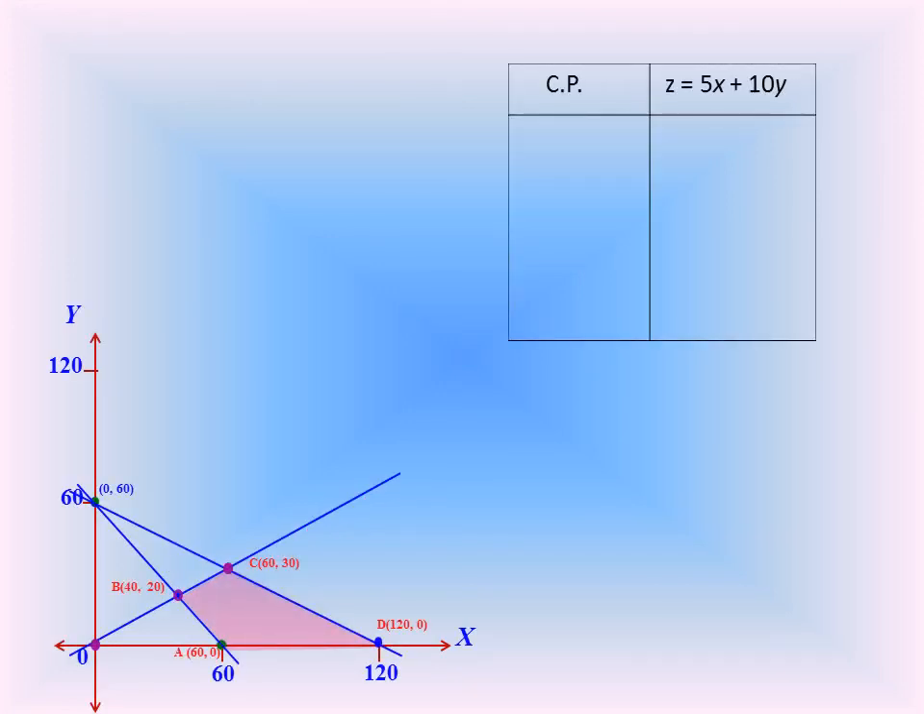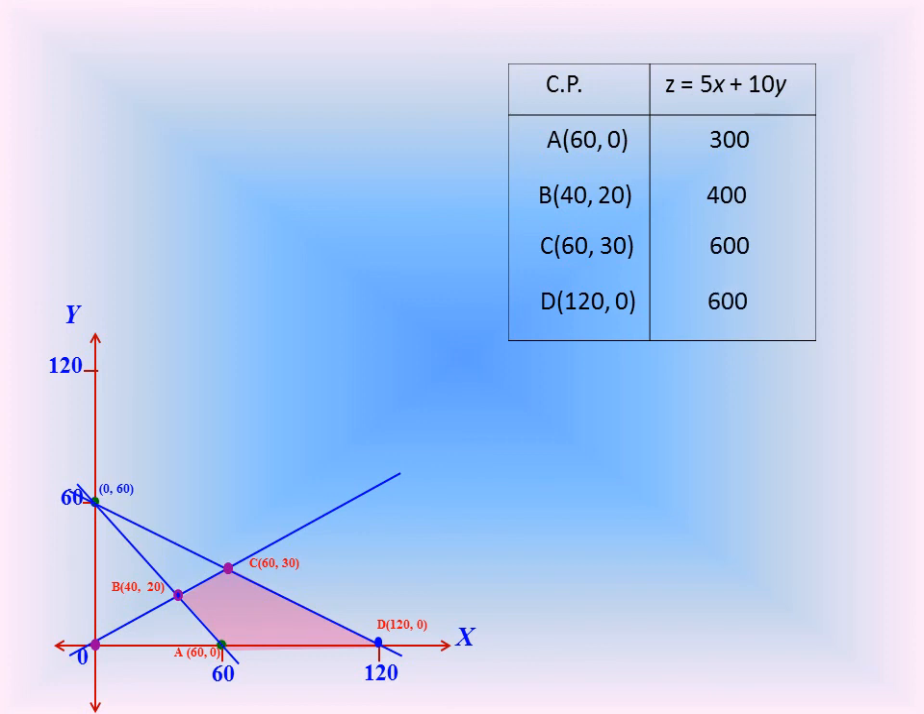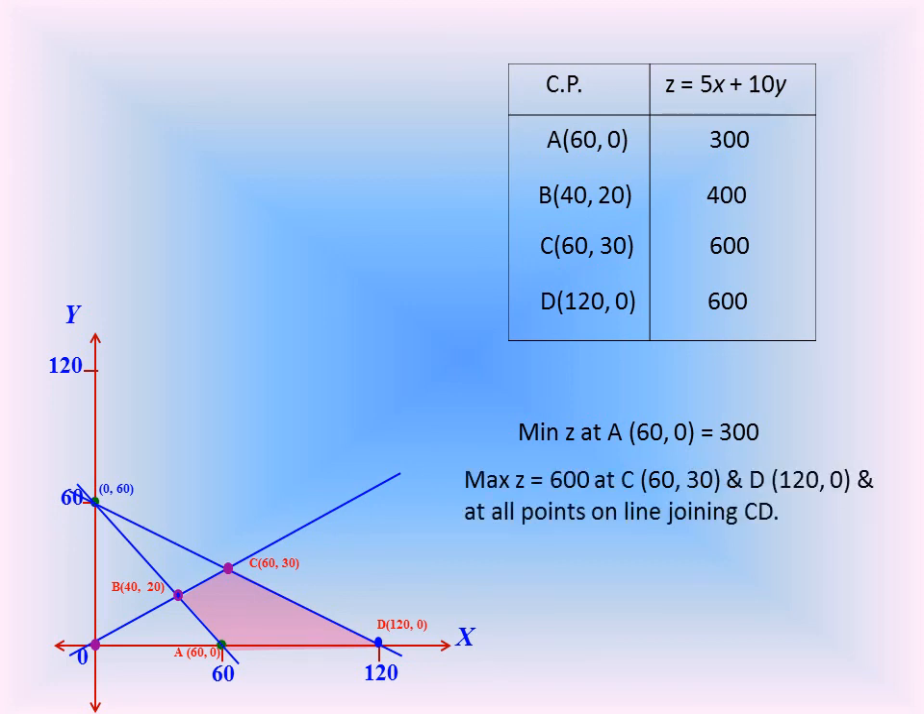Let us check the maximum and minimum value of the given objective function. For A of 60, 0, B of 40, 20, C of 60, 30 and D of 120, 0, we obtain 300, 400, 600 and 600. Therefore the minimum of z at A of 60, 0 is 300 and the maximum value of z is 600 at point C of 60, 30 and D of 120, 0, and at all points on the line joining CD.